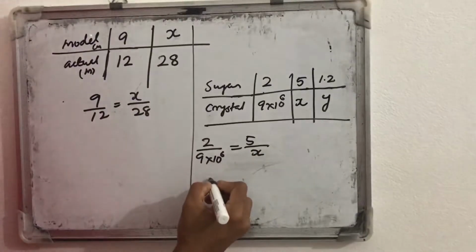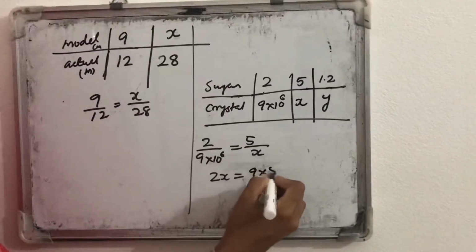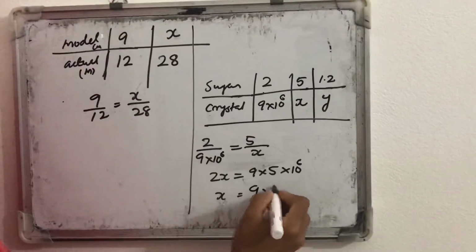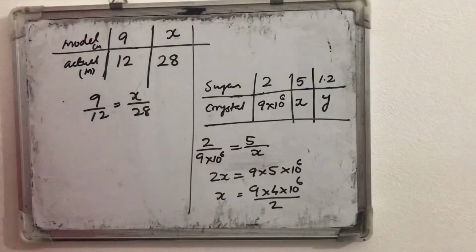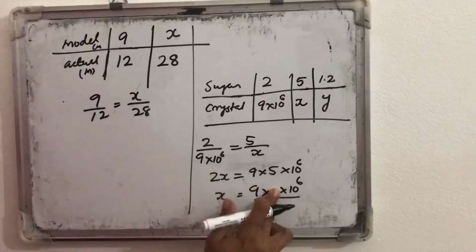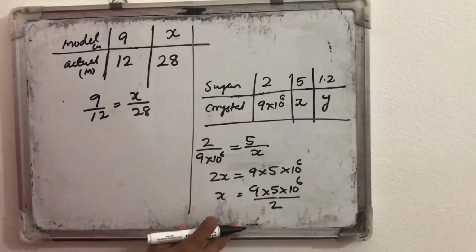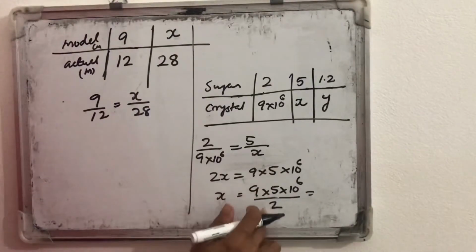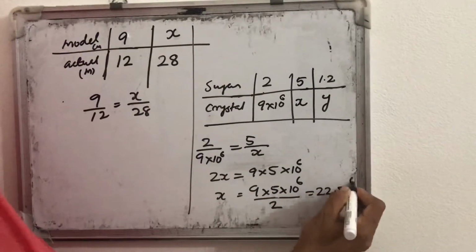So what will be the value of x? From this we can find out 2x is equal to 9 into 5 into 10 raised to 6, or x is equal to 9 into 5 into 10 raised to 6 divided by 2. First you will get 9 into 5, 45. 45 by 2, then you will get 22.5 into 10 raised to 6 as the answer.